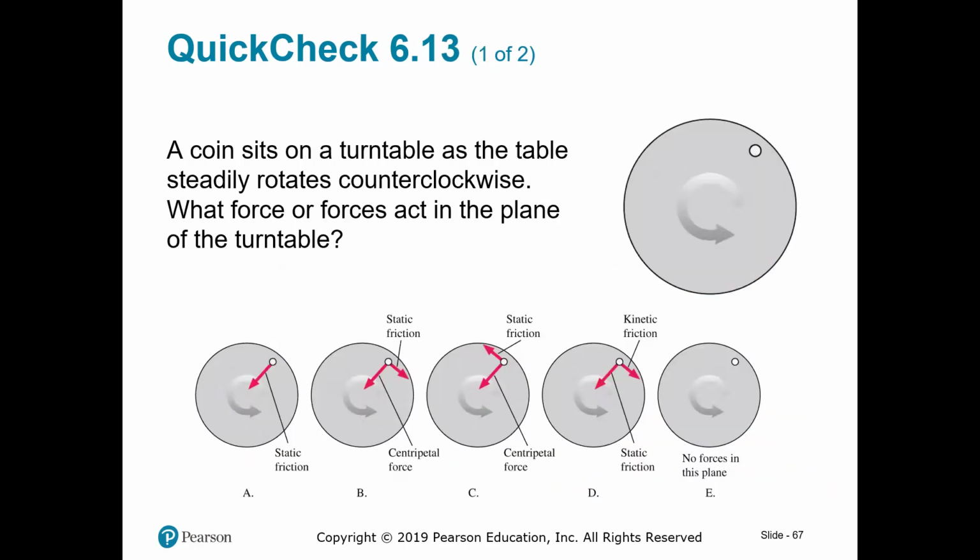And then a coin sits on a turntable, as the table steadily rotates counterclockwise. What force or forces are acting on the coin in the plane of the turntable? Same, right? You have a net force toward the center of the circle, so you don't need this side force. You only need net force toward the center in order to have a circular motion. So the answer is A.